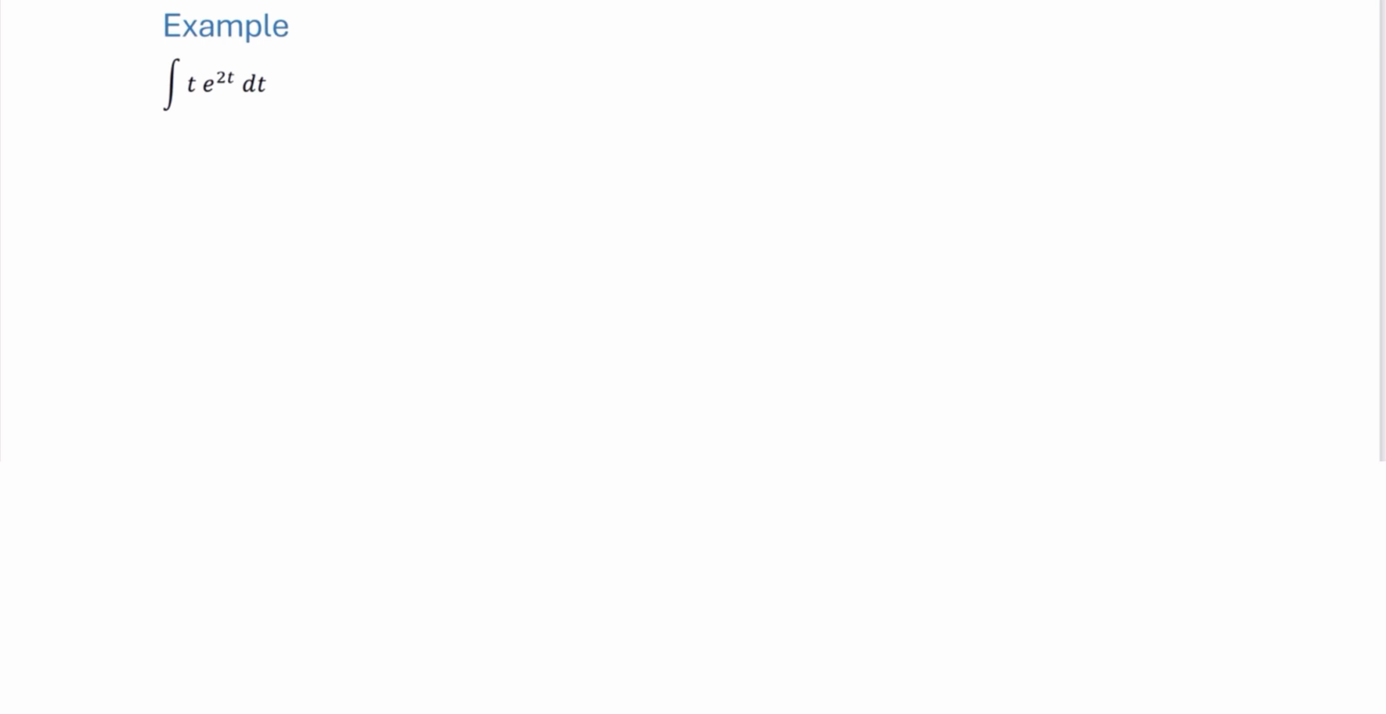In our next example, let's start by identifying u and dv. Recall that we want u to be the part that when we differentiate, it gets simpler. For example, if we take the derivative of t, we simply get 1 dt. That does get simpler, so let's let u be t. And dv will be e raised to the 2t dt.